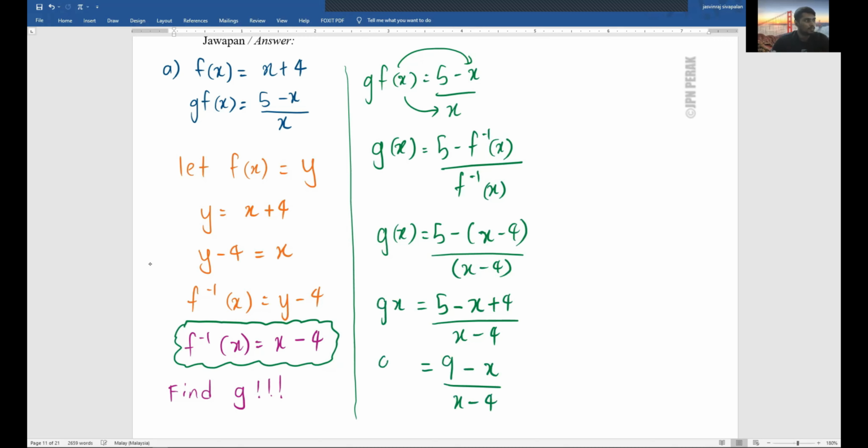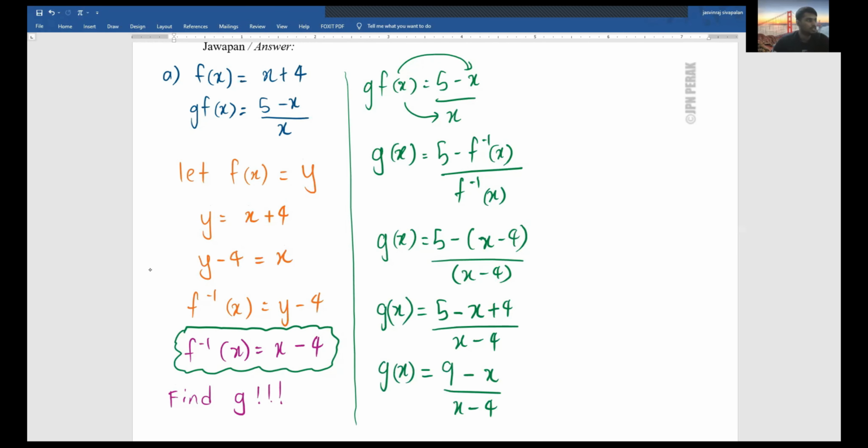So my final answer, when I clear up the mess that I created, I will get a value for my g(x) which equals 9 minus x over x minus 4. Simple and easy.